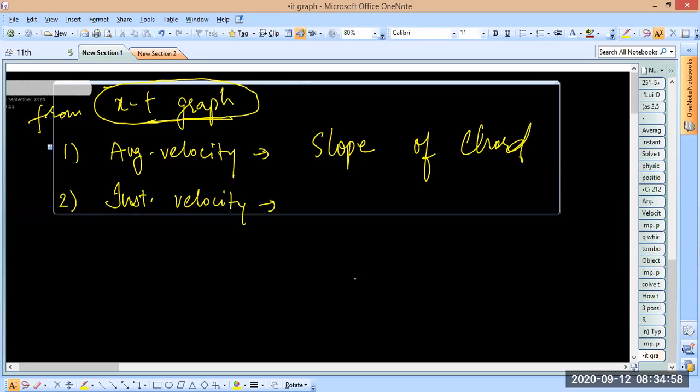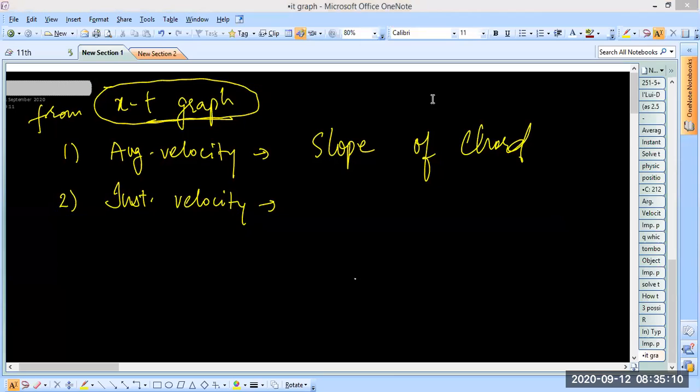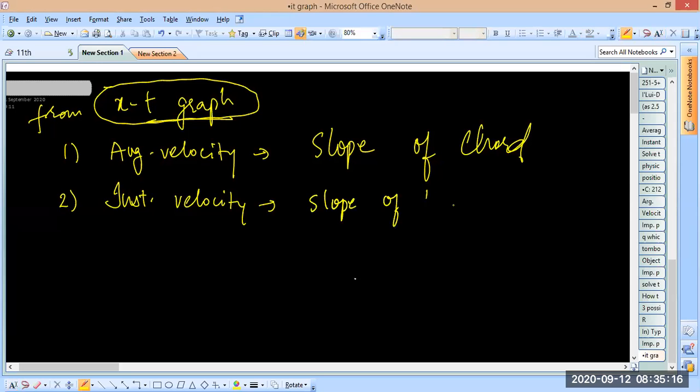No Kavya, no Har. Yes, that's right. Most of you got it right. Slope of tangent. Please listen to the question carefully. The question is from xt graph, how do you find instantaneous velocity? Then you do it by slope of tangent.